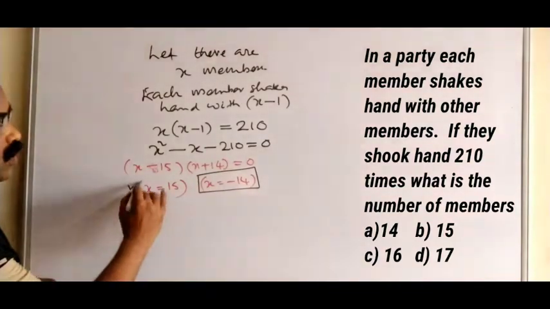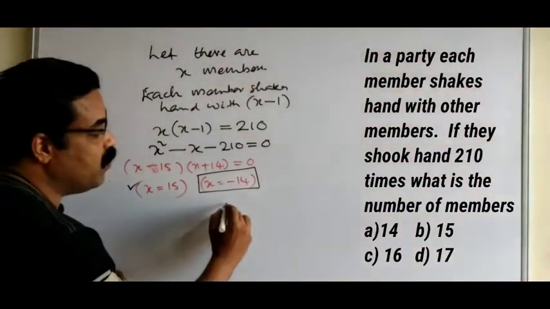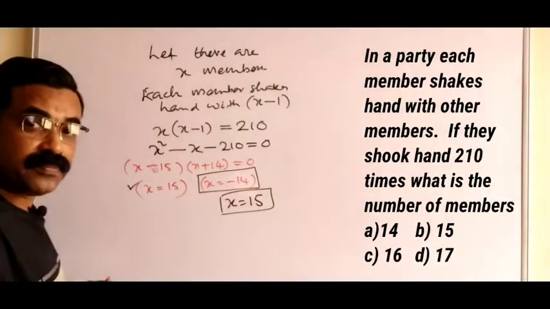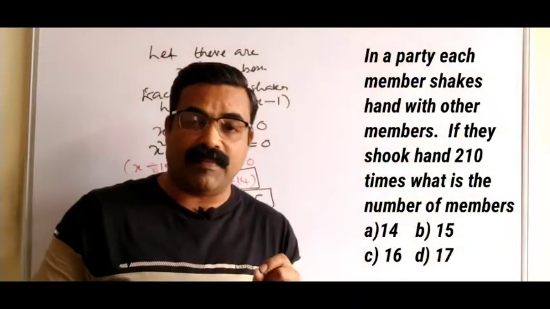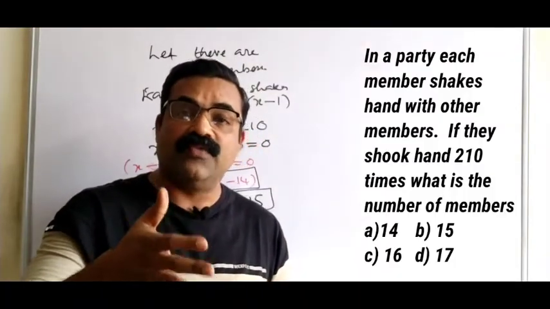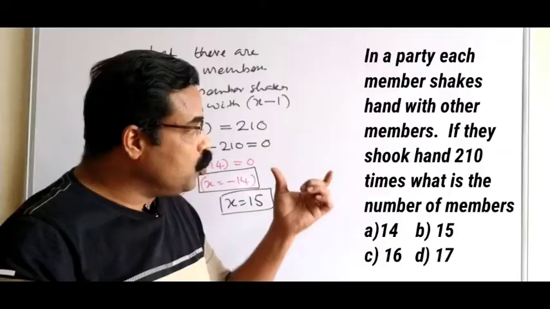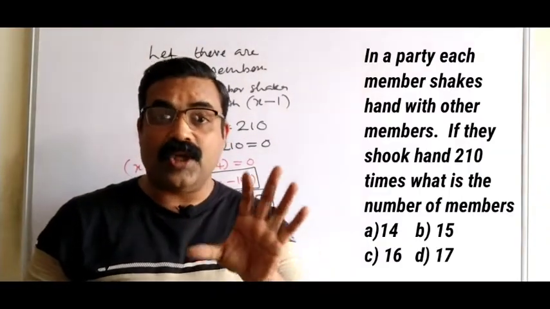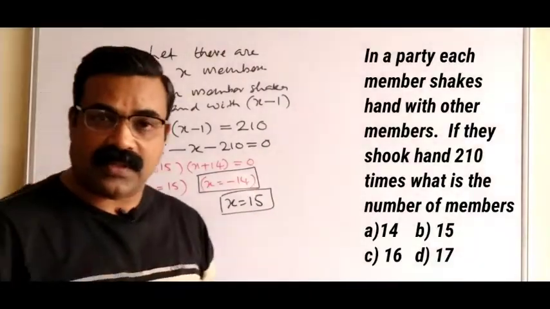So X is equal to 15. How many members are there? 15 members are there in the party. So when 15 members shake hands with each other, there will be 210 handshakes in the party. So this is the actual method of solving this type of question.